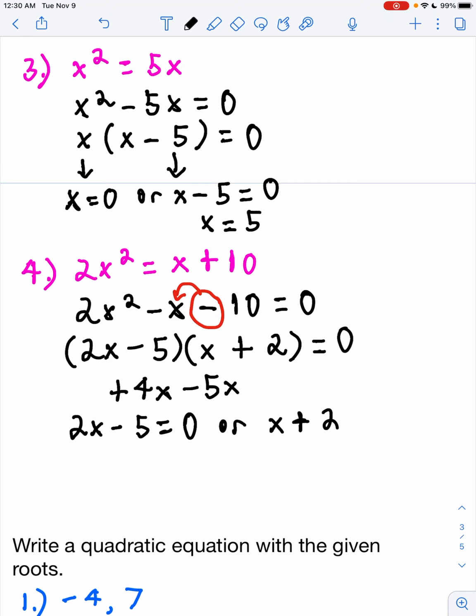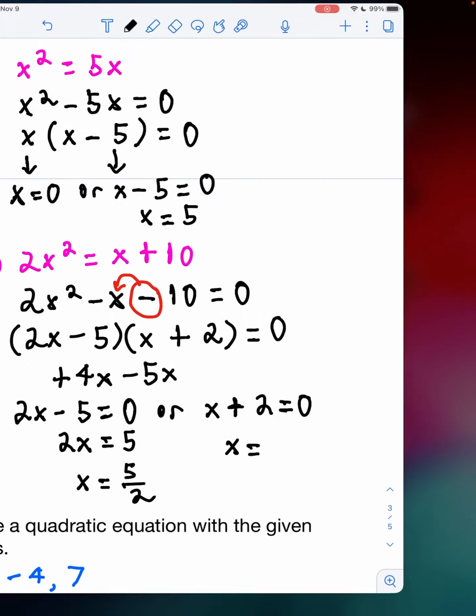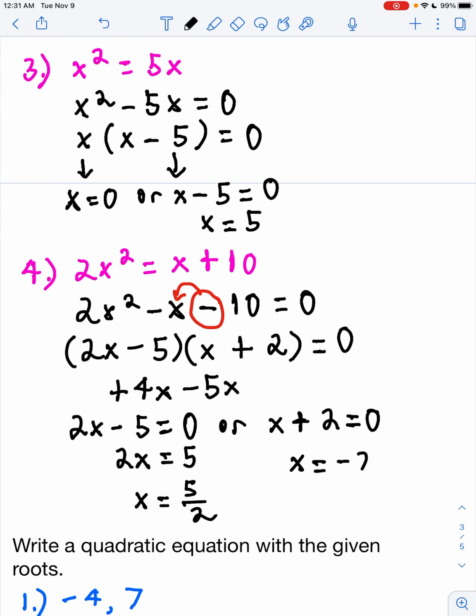And so from the first factor, 2x would equal 5, and x would equal 5 halves. From the other factor, x would equal negative 2.